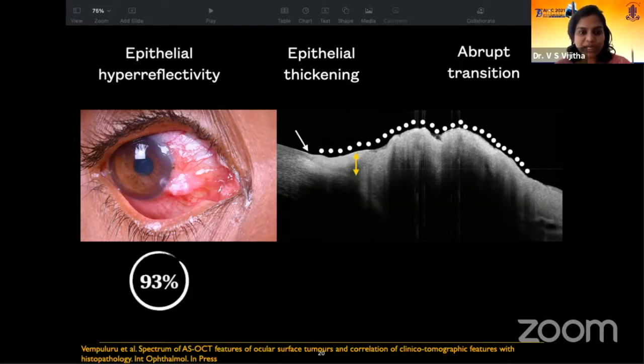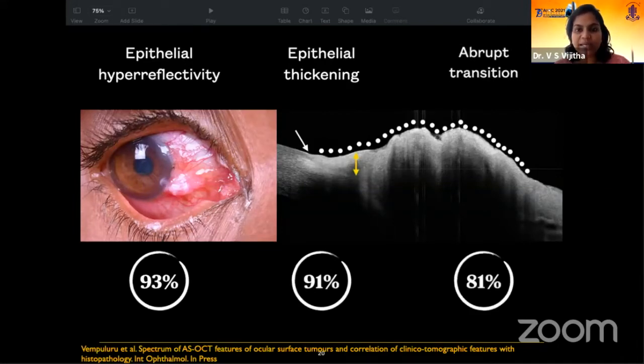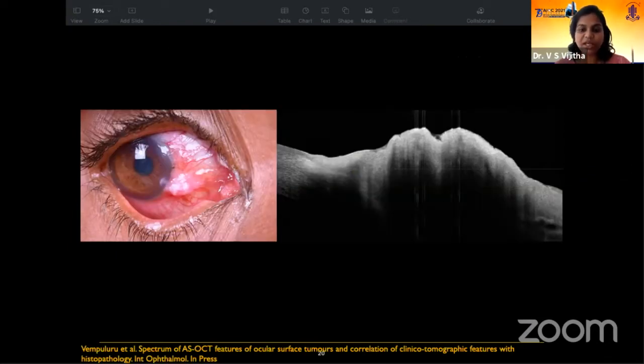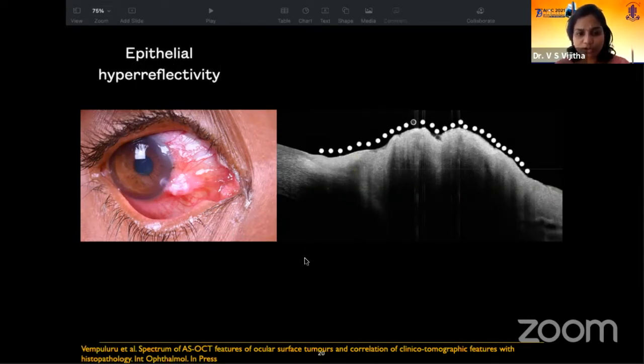It's important to remember that not all features are seen in every lesion. In our series of patients, we have seen that epithelial hyperreflectivity is seen in 93% of the OSSN lesions, 91% show epithelial thickening, and 81% show abrupt transition as well. In other words, all three features were present in 75% of the cases, and any two in 23%, which means that if you see any two of them, then it is almost 98% of the OSSN lesions. Sorry about the animation.